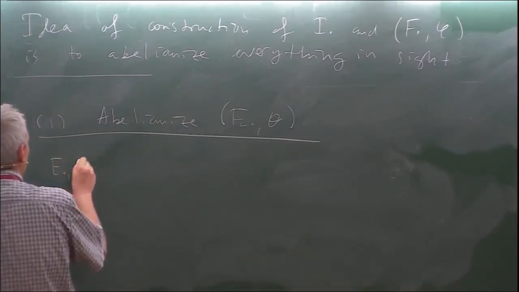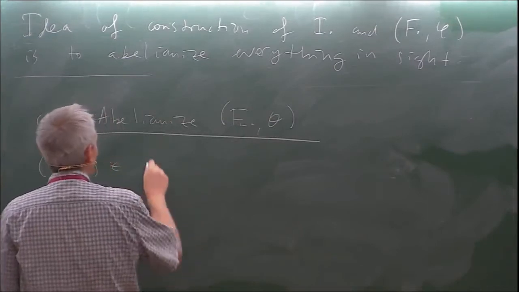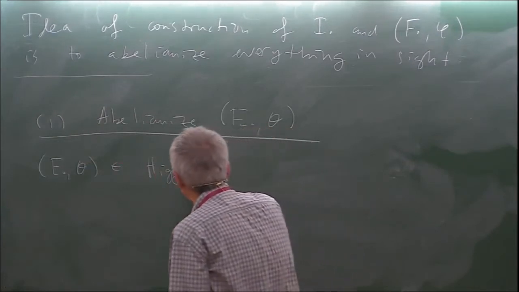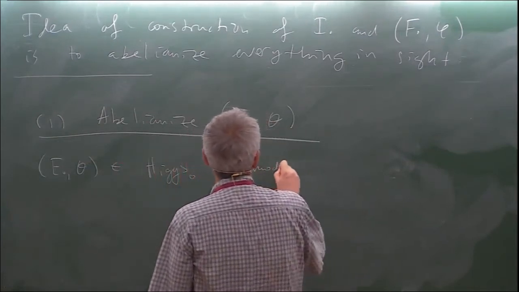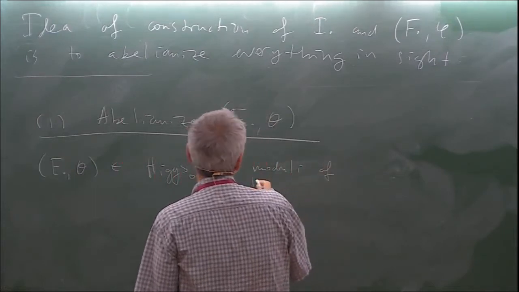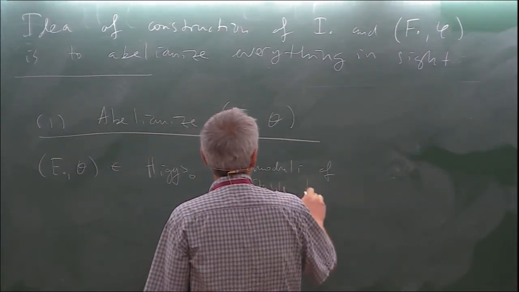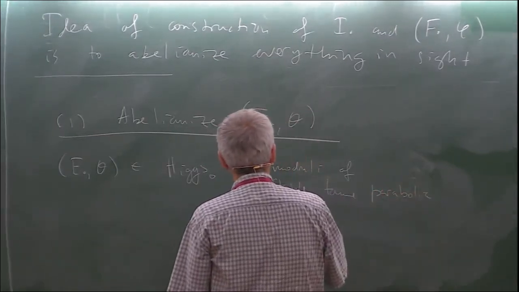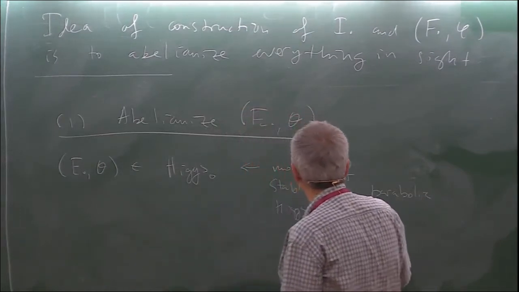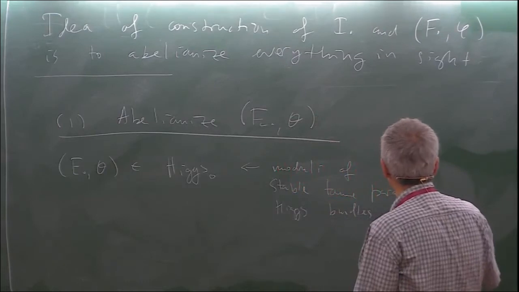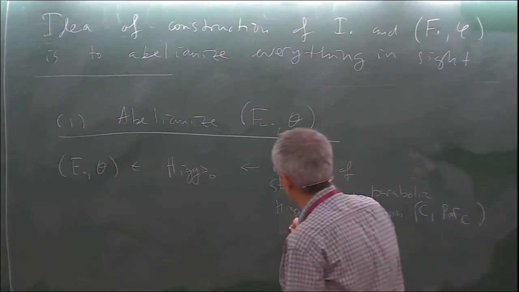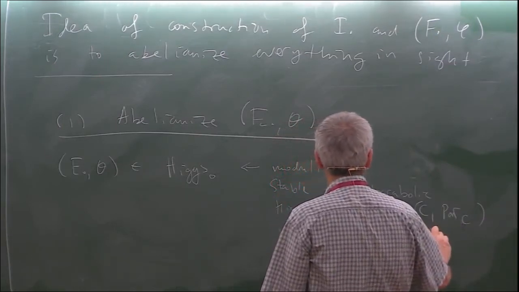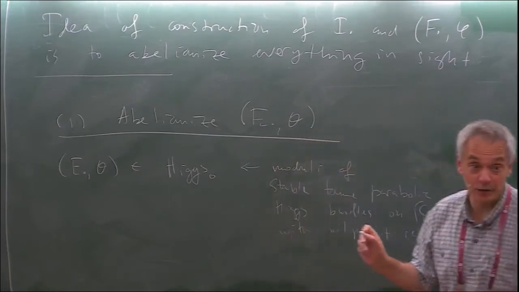E dot theta is a point in a moduli space, I'm going to call it Higgs sub zero. So this is the moduli of stable, tame, parabolic Higgs bundles on C with the 5 points with nilpotent residues. So this is the closure of the regular nilpotent leaf.